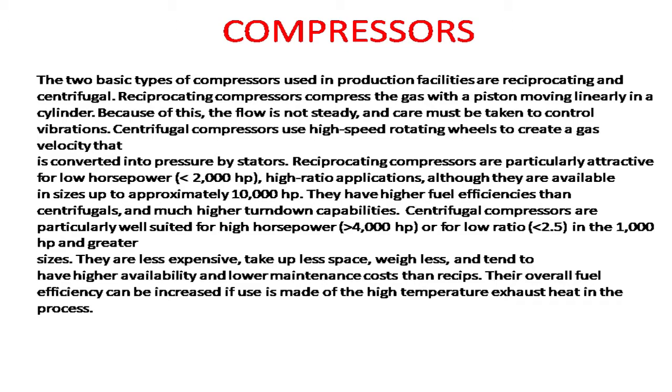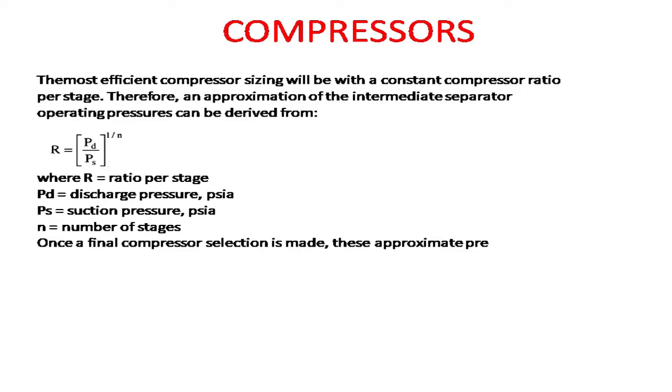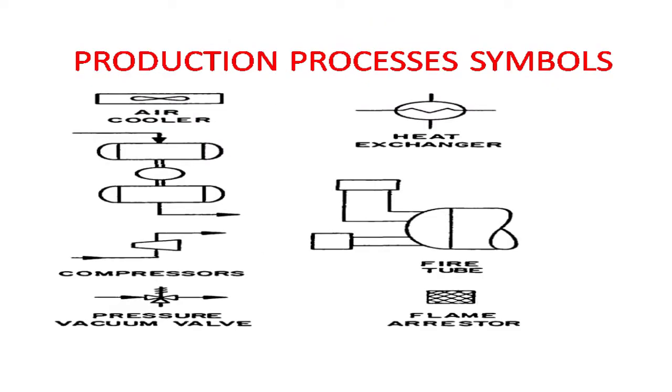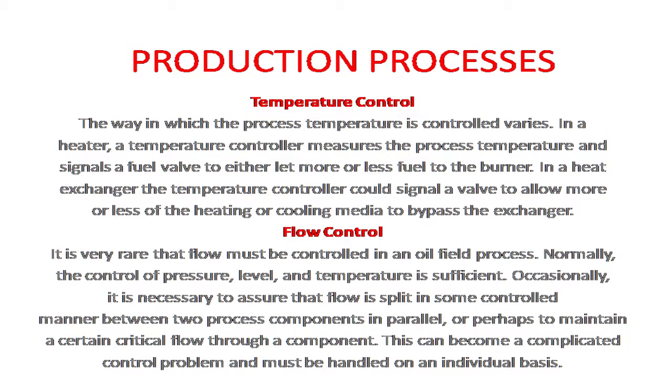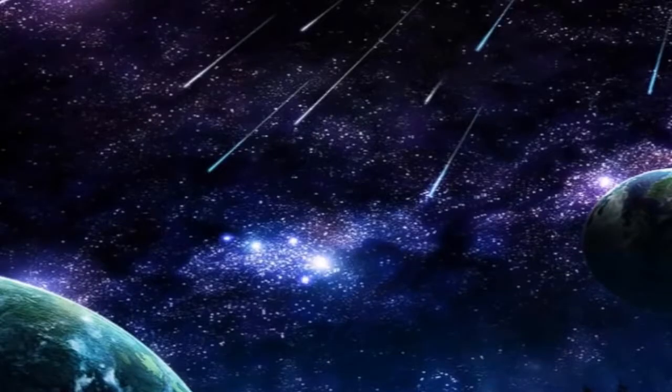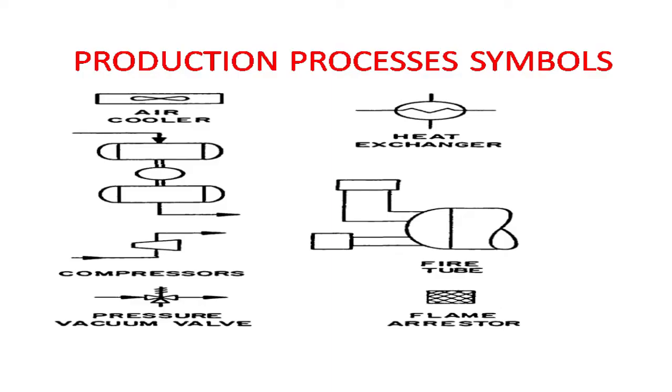Now we're going to be talking about temperature control. The way in which the process temperature is controlled varies. In a heater, the temperature controller measures the process temperature and signals a fuel valve to let more or less fuel to the burner. In a heat exchanger, the temperature controller could signal a valve to allow more or less of the heating or cooling media to bypass the exchanger.